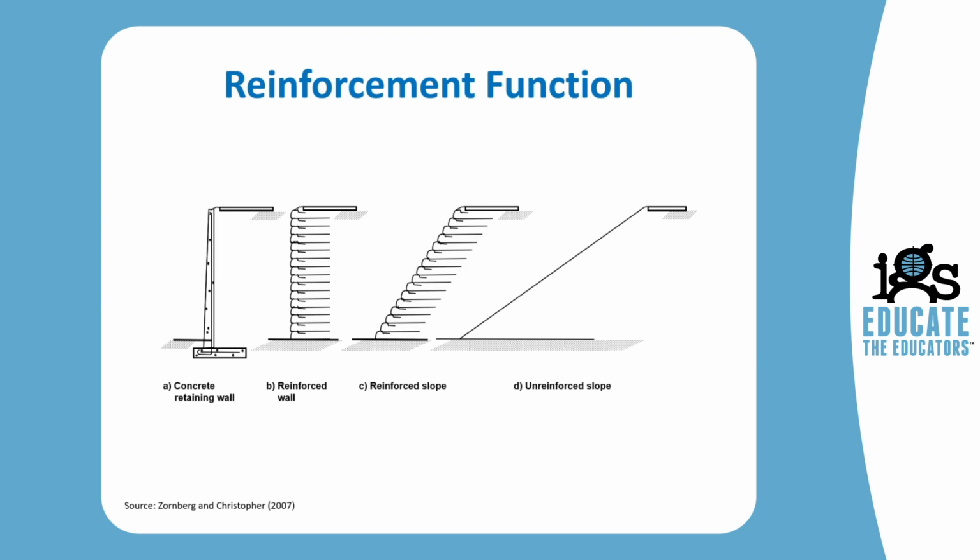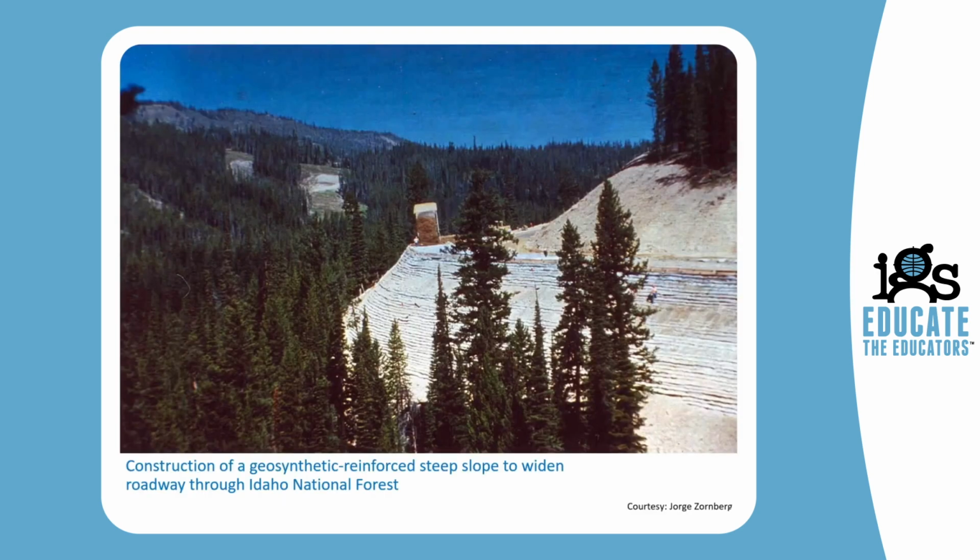And the other is to design a steep slope that may provide advantages in relation to the unreinforced slope in terms of real estate. Here is an example of a reinforced soil slope that was constructed in the Idaho National Forest in order to widen an existing two-lane road into a four-lane road. It had to be constructed within the same right-of-way, so essentially this meant bringing a 2-to-1 slope into a 1-to-1 slope, which would have been unstable without geosynthetic reinforcement. And here we see the construction of a geotextile reinforced slope.